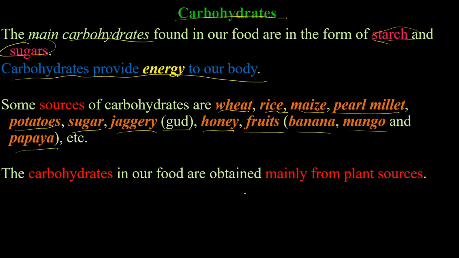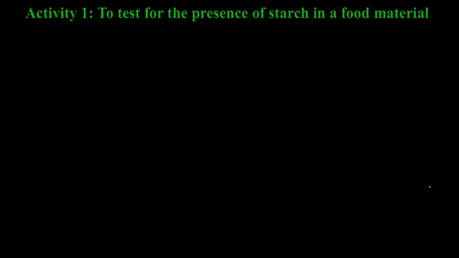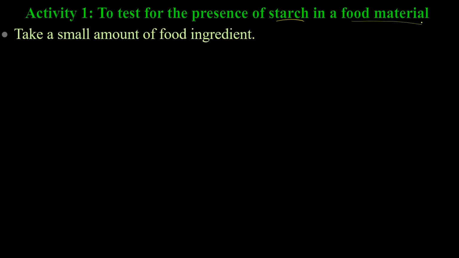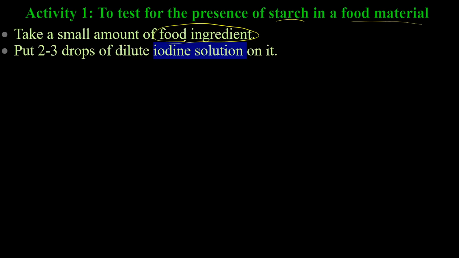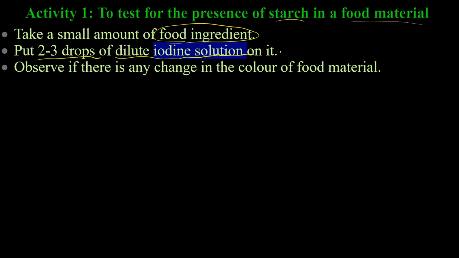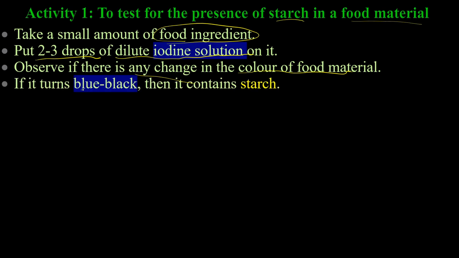The carbohydrates in our food are obtained mainly from plant sources. Activity to test for the presence of starch in food material. Take a small amount of a food ingredient and put 2 to 3 drops of dilute iodine solution on it. Observe if there is any change in the color of the food material. If it turns blue-black, then it contains starch.